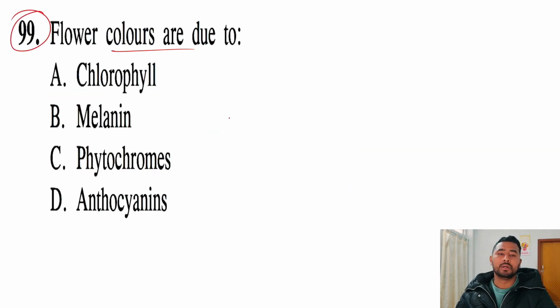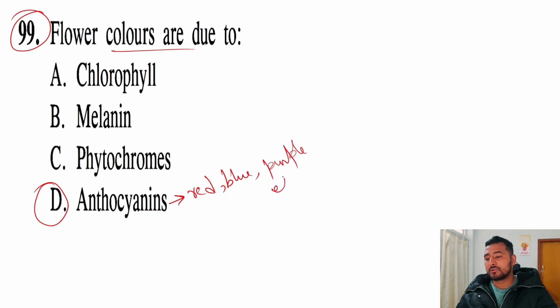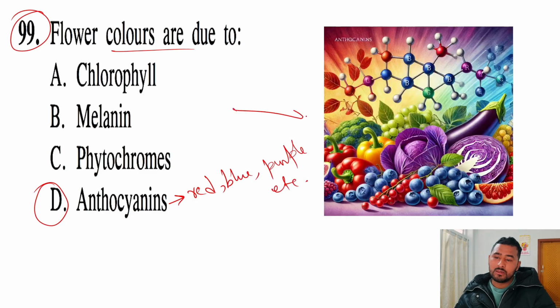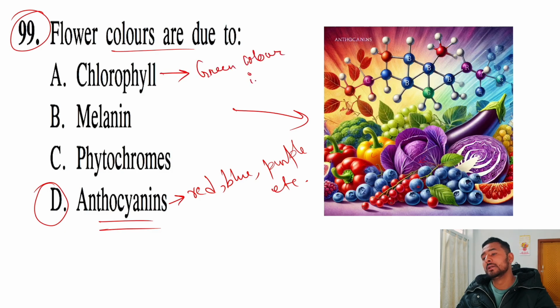Next question number 99. Flower colors are due to... Very important question. So where do flowers get color from? It is from the chemical known as anthocyanins. Anthocyanins are responsible for flowers getting colors such as red, blue, purple, etc. You can see in this image this purple cabbage, then capsicum of different colors, yellow, red, then cherries, blue. So which of the following is responsible for that? It is anthocyanins, remember. And chlorophyll is responsible for what? Green color in plants, remember.